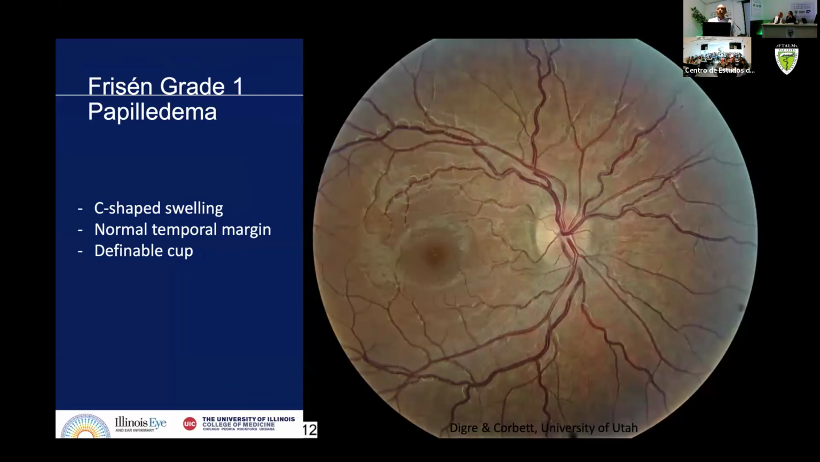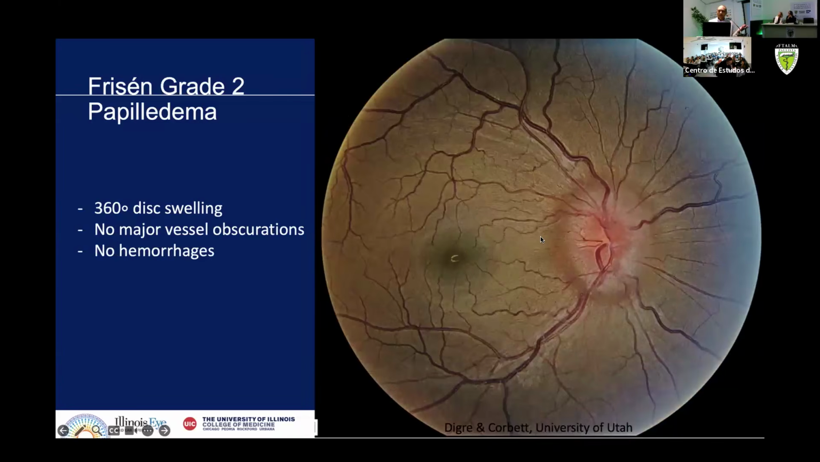With grade 1, we start to see the early signs of disc edema, and we see this C-shaped swelling. You can see there's swelling about 270 degrees, but the temporal side of the nerve is flat. So this is low grade. And even grade 2, which is 360 degrees of disc edema, is still considered low-grade disc edema.